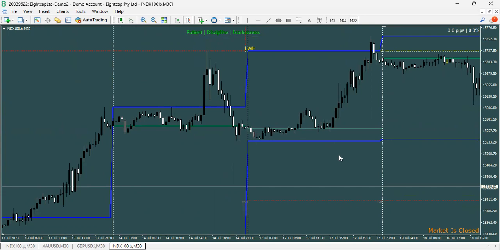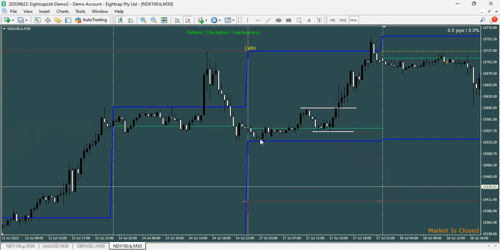So when it comes to the New York session, like I said, I'm marking up my high and I'm marking up my low. So this would be my high of the day coming into the New York session, because we know the New York session opens up at 8 a.m. Eastern Standard Time. So when I'm coming to the chart before 8 a.m., I want to mark up my high and my low before that session opens. And my low would be here. This would be my most recent low.